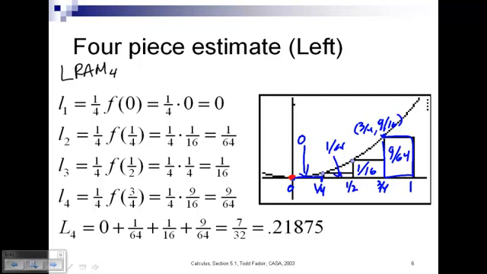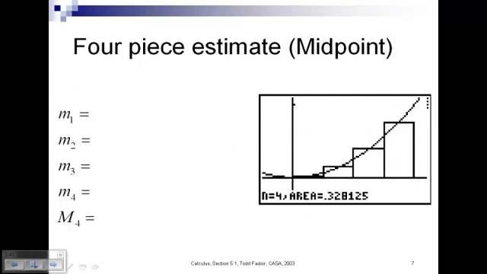So that's LRAM, RRAM, one more. Middle RAM. And the answer is midpoint. Now in the midpoint estimator, again, we're still breaking this up into 4 equal parts, but the height of the rectangles is going to be determined by the midpoint of the interval. So let's take a look at this last one for example.